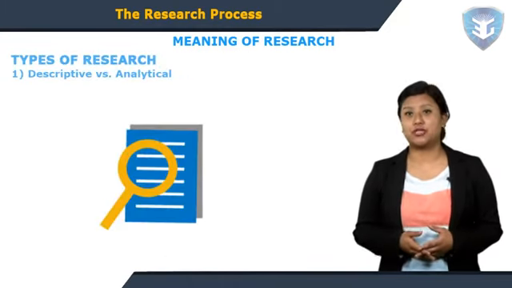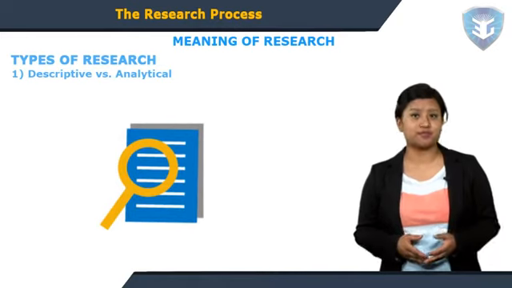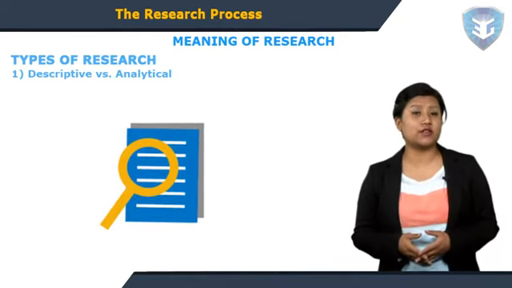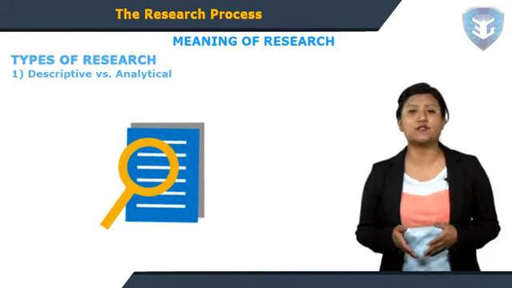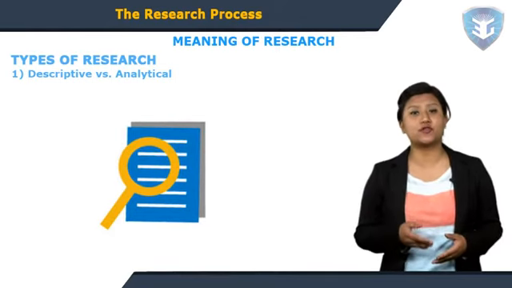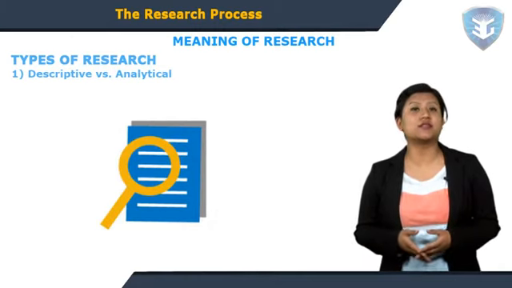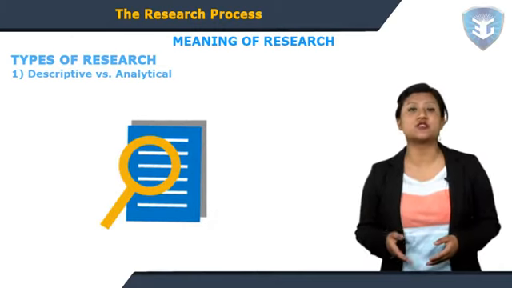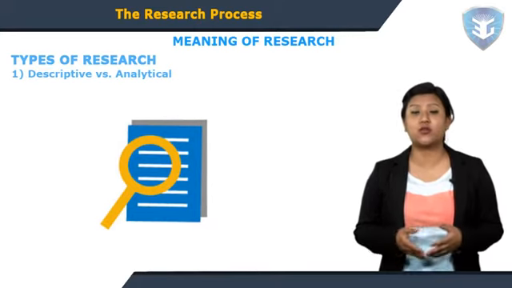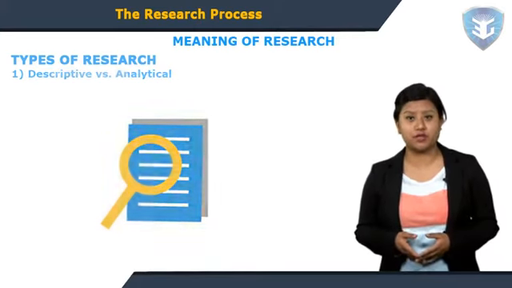The types of research. There are various types of research: descriptive versus analytical. Descriptive research includes surveys and fact-finding inquiries of different kinds. The major purpose of descriptive research is description of the state of affairs as it exists at present. In analytical research, on the other hand, the researcher has to use facts or information already available and analyze these to make a critical evaluation of the material.